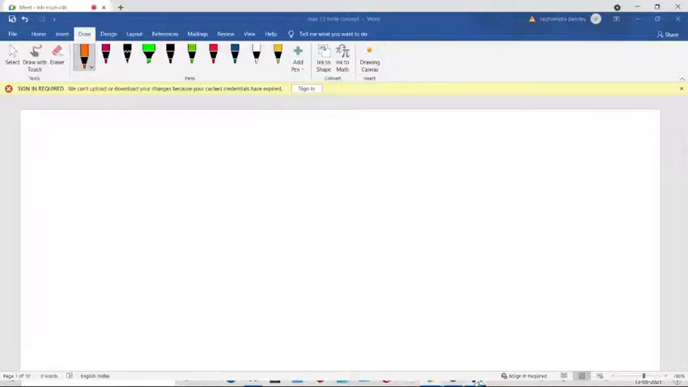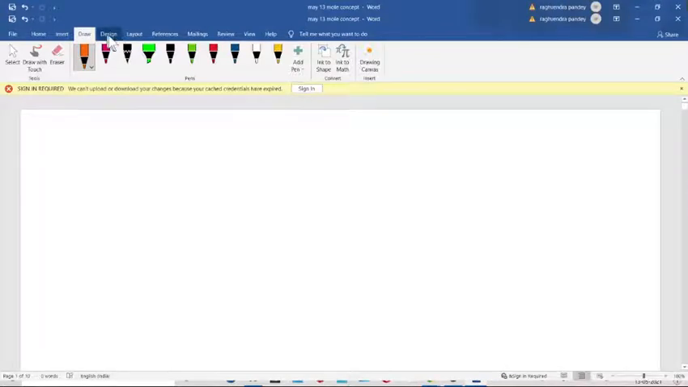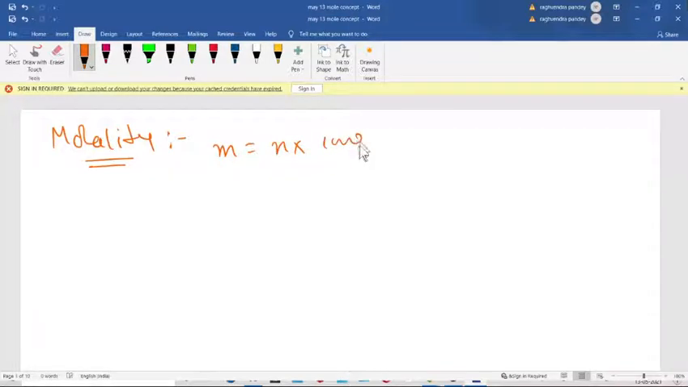Okay, we were doing the molality. Okay, molality. Okay, so molality was moles into thousand upon weight of solvent in grams. Okay, so this was the molality.